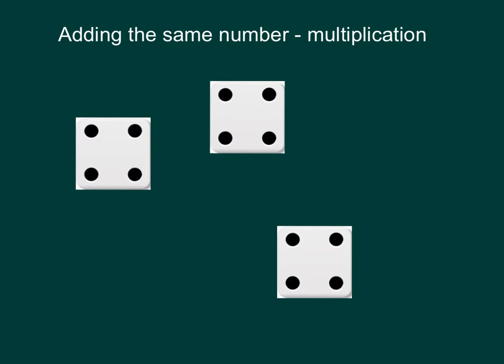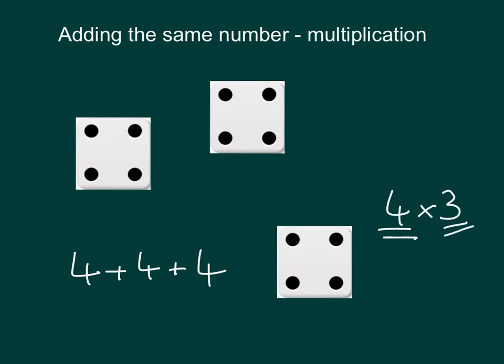In this home learning video we're looking at adding the same number, multiplication. We've been looking at this in class. So here, if I'm adding these three sets of dice, I've got a 4 plus a 4 plus another 4. And we know that we can write that as 4 times 3. Here, the number of dots on each dice is 4. And what's the 3? Well, of course, it's the number of 4s that we have, the number of dice that we have.